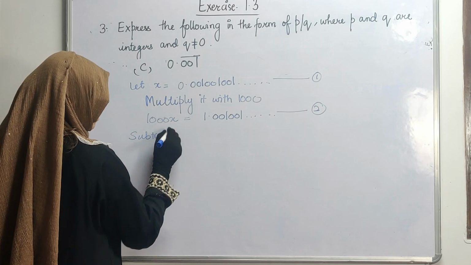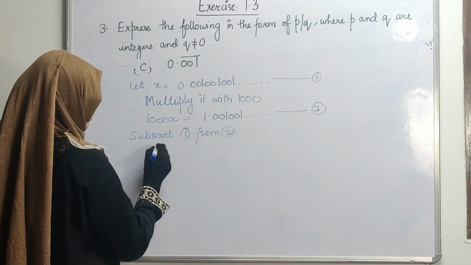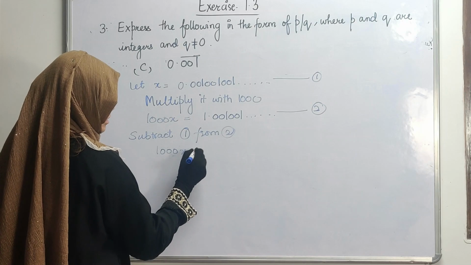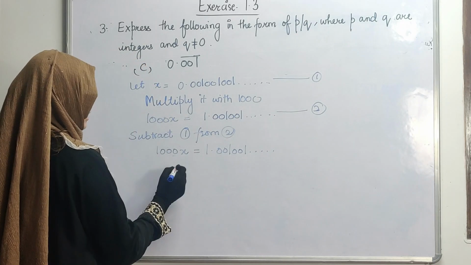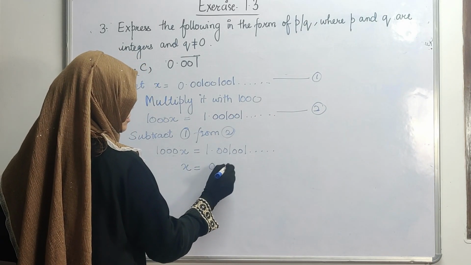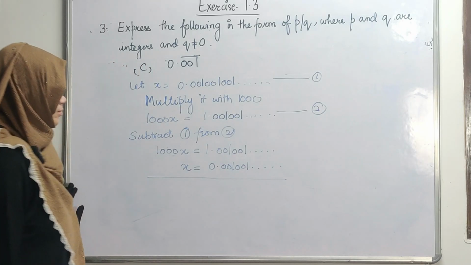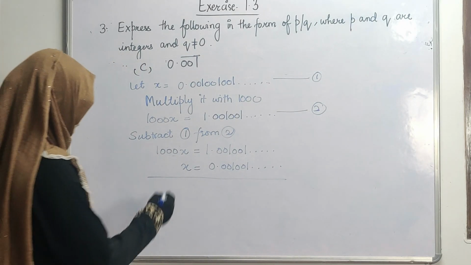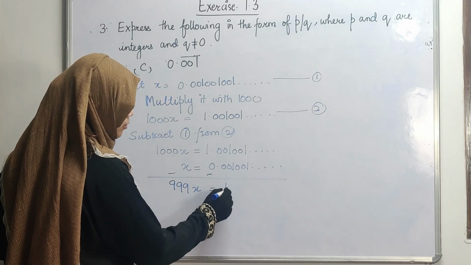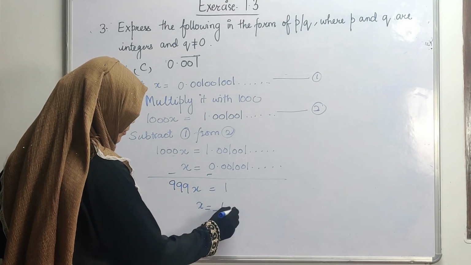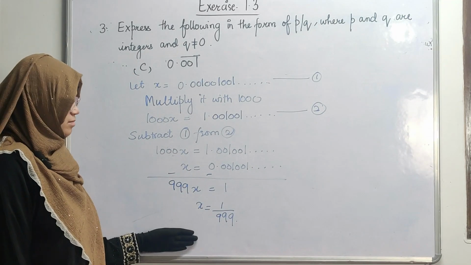Subtract 1 from 2. 1000x is equals to 1.001, 001 and so on, and this is x is equals to 0.001001 and so on. 999x is equals to 1, x equals 1 upon 999. This will be your answer.